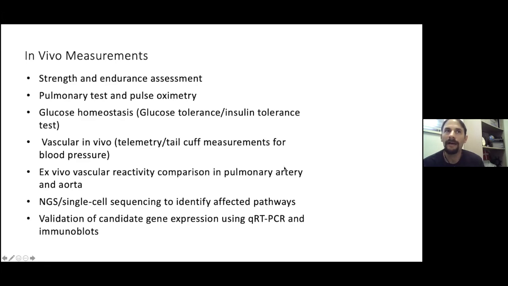And then once we have candidate pathways, we can validate them. We can validate candidate gene expression at the mRNA level, using quantitative RT-PCR, and at the protein level using immunoblots. And we could also target particular vectors or genes for pharmacological modulation.